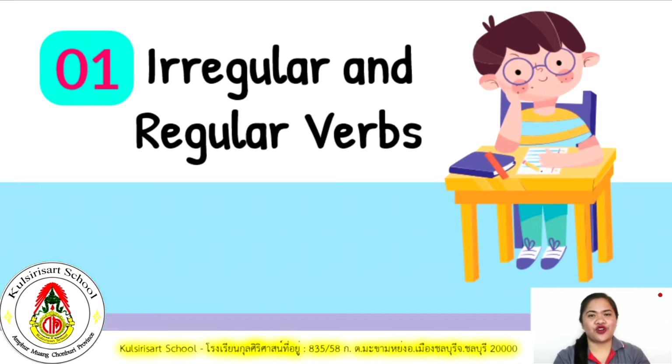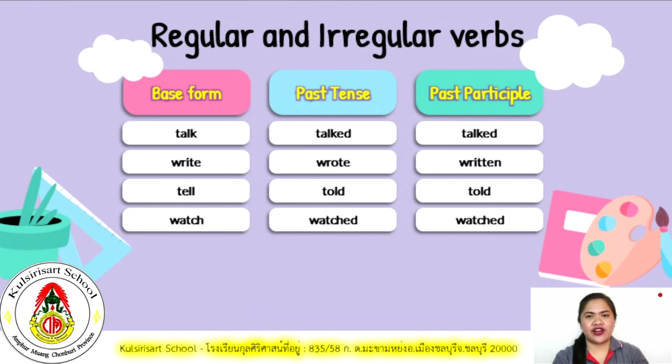So let's start with our first topic, irregular and regular verbs. We have here a list of the base form of a verb, past tense, and past participle. In this manner, we can identify the differences between regular and irregular verbs. Talk in the base form becomes talked in the past tense, and talked in the past participle. You are just going to add ed.